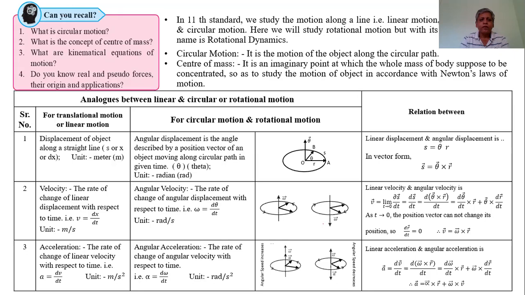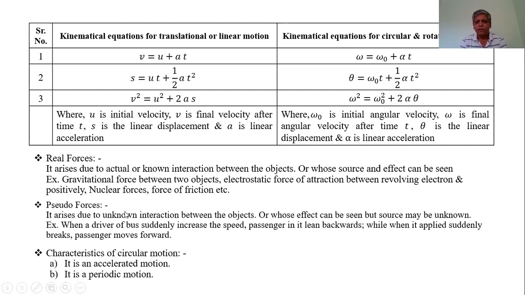The next point is to recall the kinematic equations. In linear motion, there are three kinematic equations we have already studied. The first kinematic equation is v is equal to u plus at. The second kinematic equation is s is equal to ut plus half at square. And the third kinematic equation is v square is equal to u square plus 2as, where u is the initial velocity, v is the final velocity after time t, s is the linear displacement, and a is the acceleration.